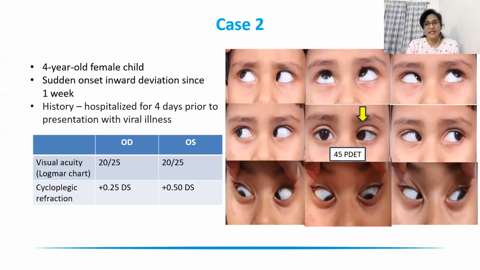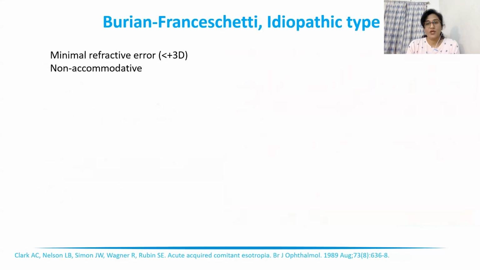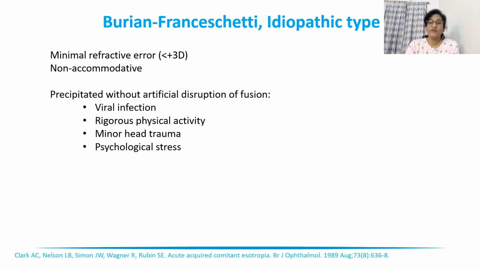So this particular entity constitutes our type 2 of acute acquired comitant esotropia, which is known as Franceschetti type. Now, this type presents with minimal refractive error, something that is very insignificant. It presents with a non-accommodative component, but mainly there is precipitation of squint without an artificial disruption of fusion, which we saw in the first type. There is no artificial disruption of fusion here. But what happens is just naturally, because of maybe stress, because of a viral infection when the body is under stress, or a rigorous physical activity or a minor head trauma, or sometimes if the child has a lot of psychological stress, then there can be a disruption of fusion.